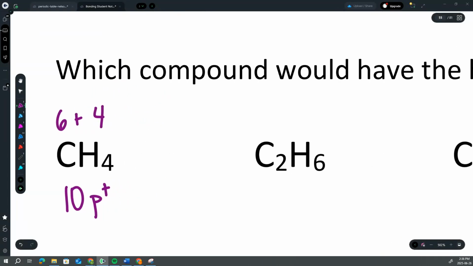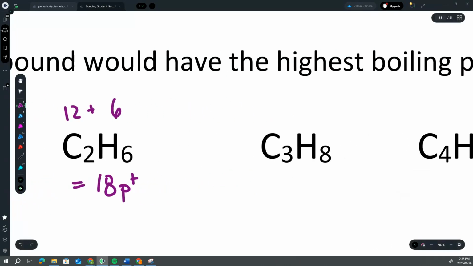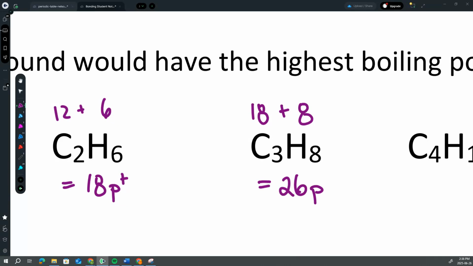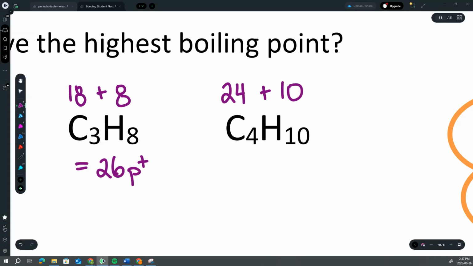Same deal here. Carbon, there's 2 of them, so 12 plus 6, that's going to give us 18 protons. With this next one, we have 18 plus 8, because 6 protons from each carbon times 3 is going to give us 18. So 18 plus 8 gives us 26 protons. And for the last one, we have 4 carbons, so 6 times 4 is 24, plus 10 protons from the 10 hydrogens. That's going to give us 34 protons.